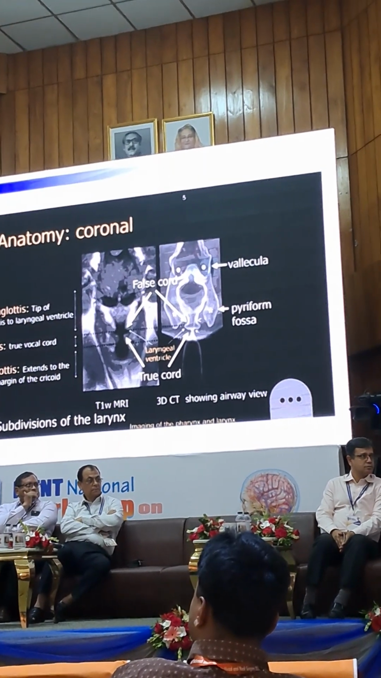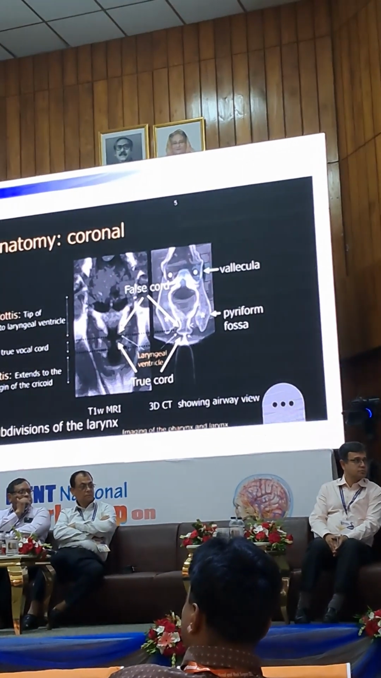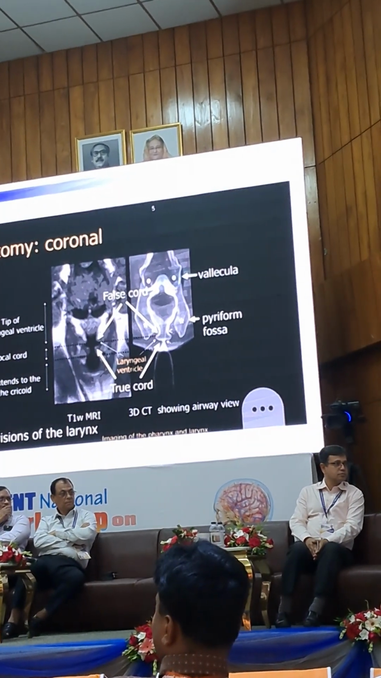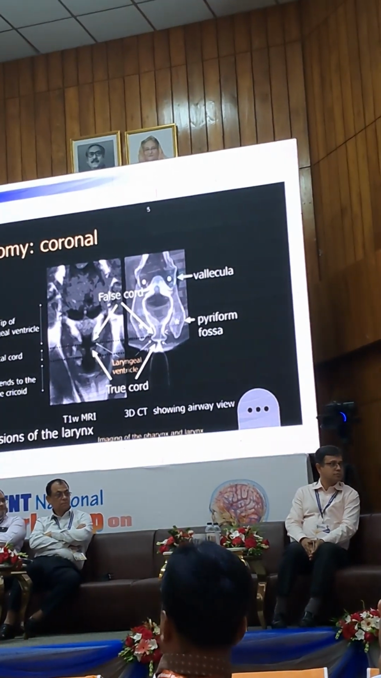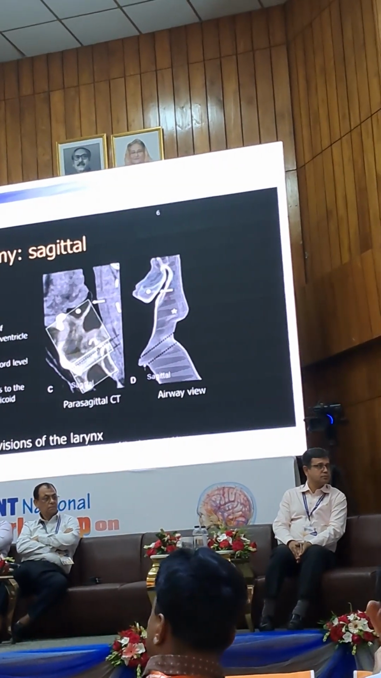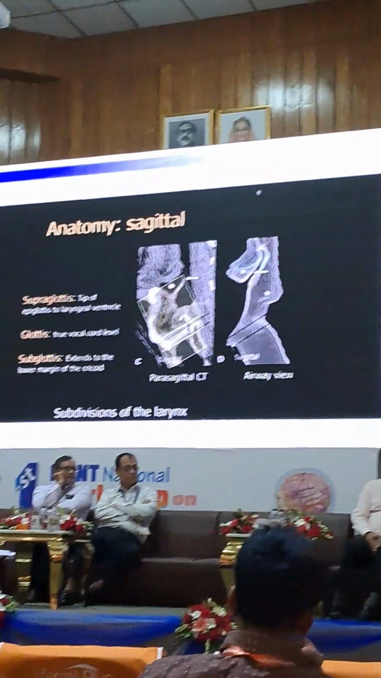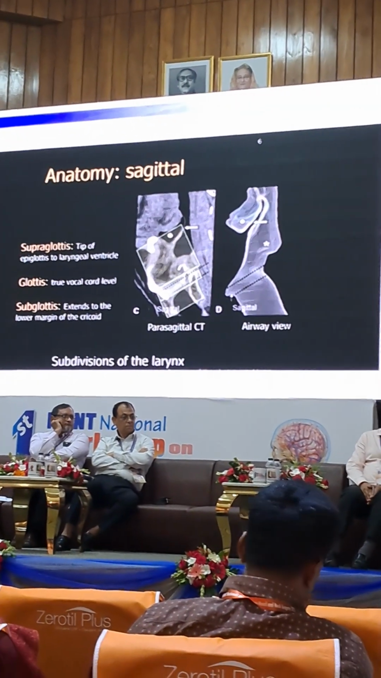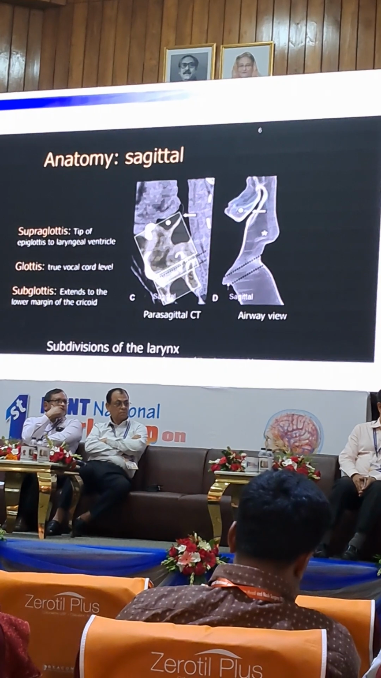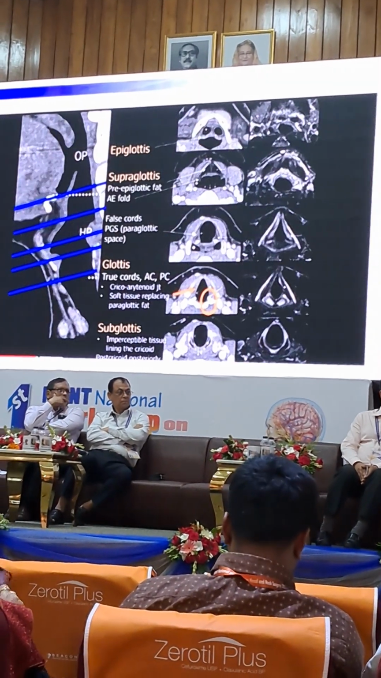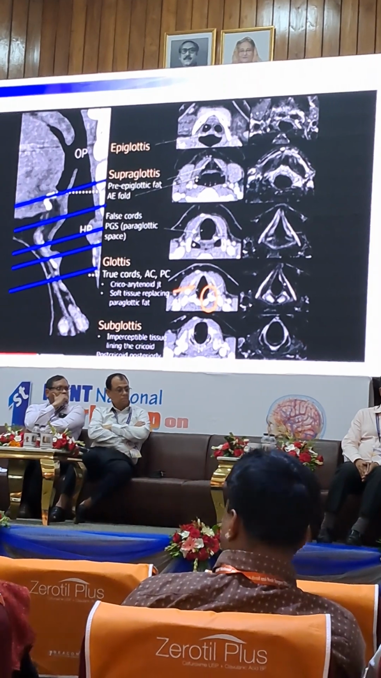Same image, the supraglottis, glottis, and subglottis. Below the true vocal fold is subglottis. And same image, sagittal view. Here we identify the hyoid bone and draw a line perpendicular to the horizontal part of the hyoid bone. The supraglottis and true vocal fold area is glottis, and below is subglottis. And now we go for axial images.